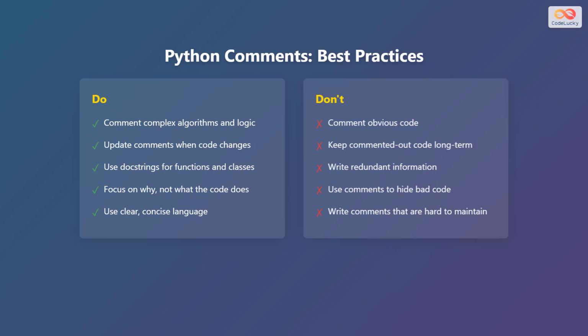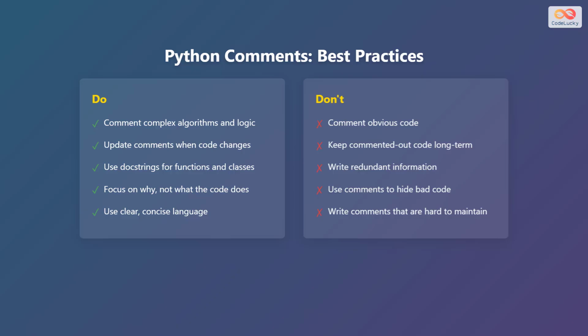Let's go over some best practices when using comments in Python. You should comment complex algorithms and logic. You should update comments when code changes. You should use docstrings for functions and classes. You should focus on why, not what the code does. And you should use clear, concise language.